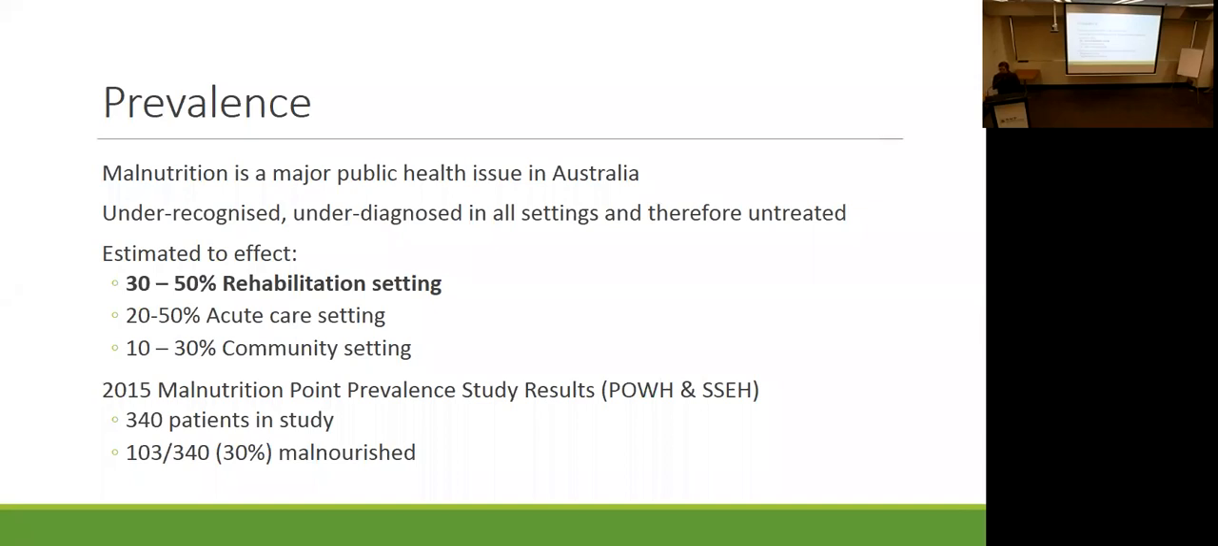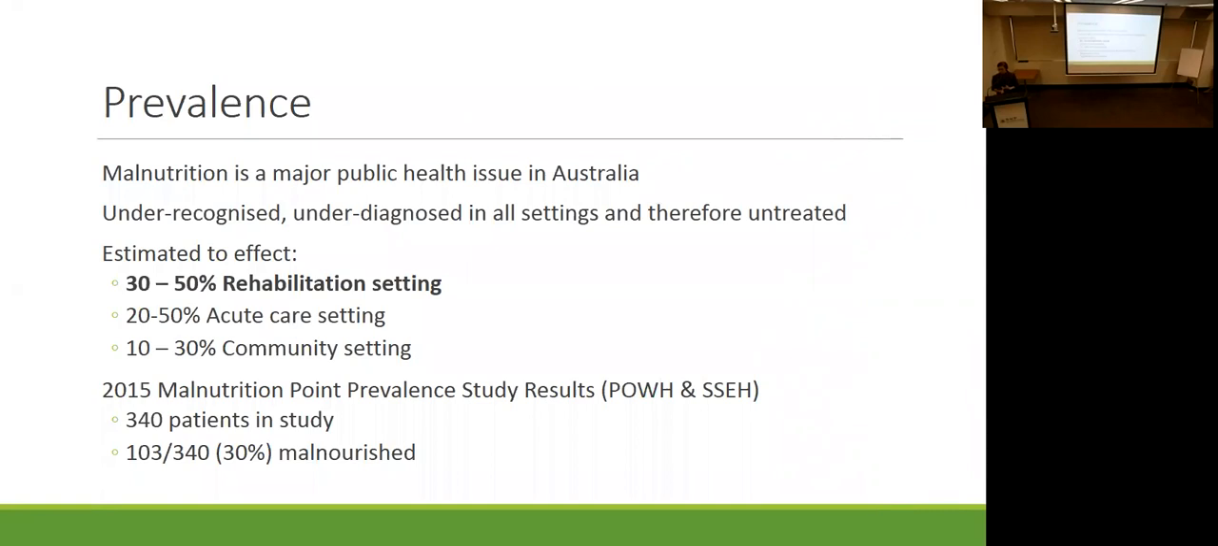Are most of you aware about malnutrition and its prevalence in the healthcare setting? No? Okay, so it's actually a major public health issue. Hospital malnutrition is a major public health issue in Australia as well as worldwide, and it largely goes under-recognised, under-diagnosed and therefore under-treated.